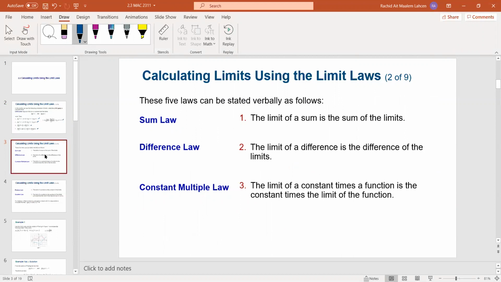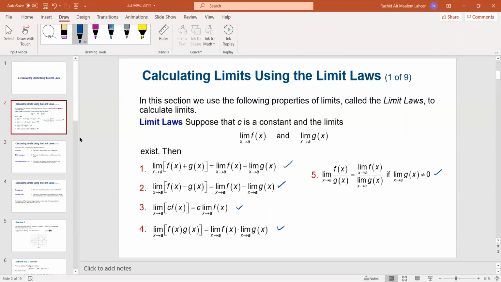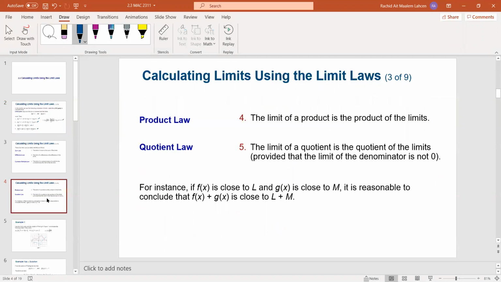So the sum law: the limit of a sum is the sum of the limits. The difference law: the limit of a difference is the difference of the limits. The constant multiple, which is that C: the limit of a constant times a function is the constant times the limit of the function, right? The product law: the limit of the product is the product of the limits. The quotient law: the limit of the quotient is the quotient of the limits, of course, provided that the limit of the denominator is not 0.